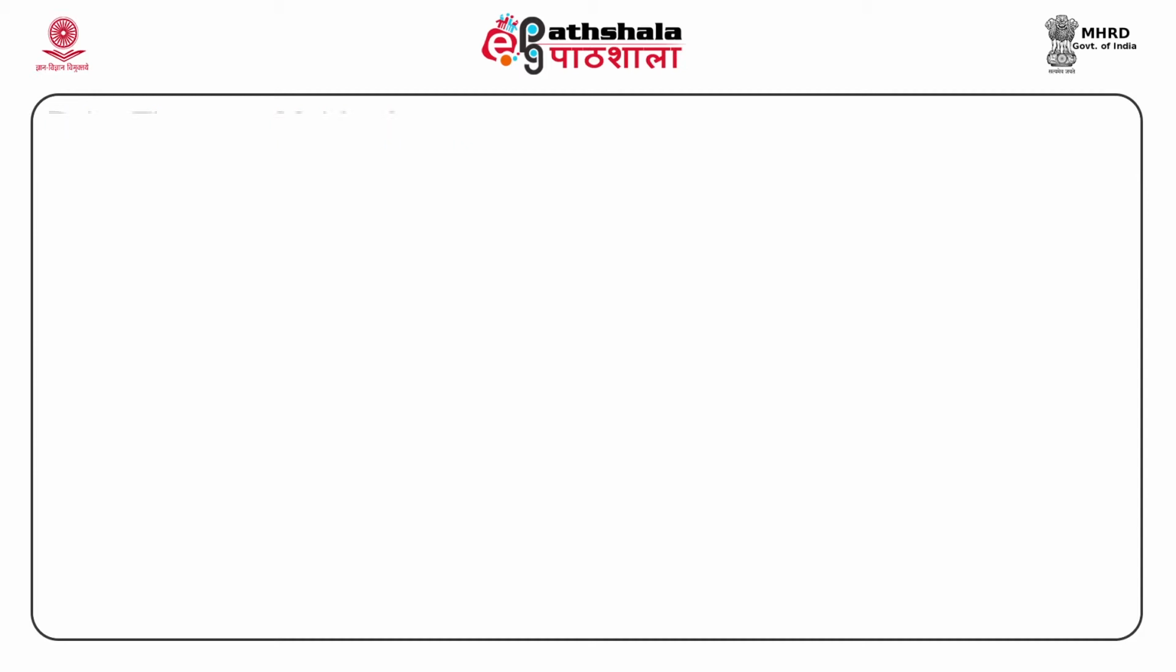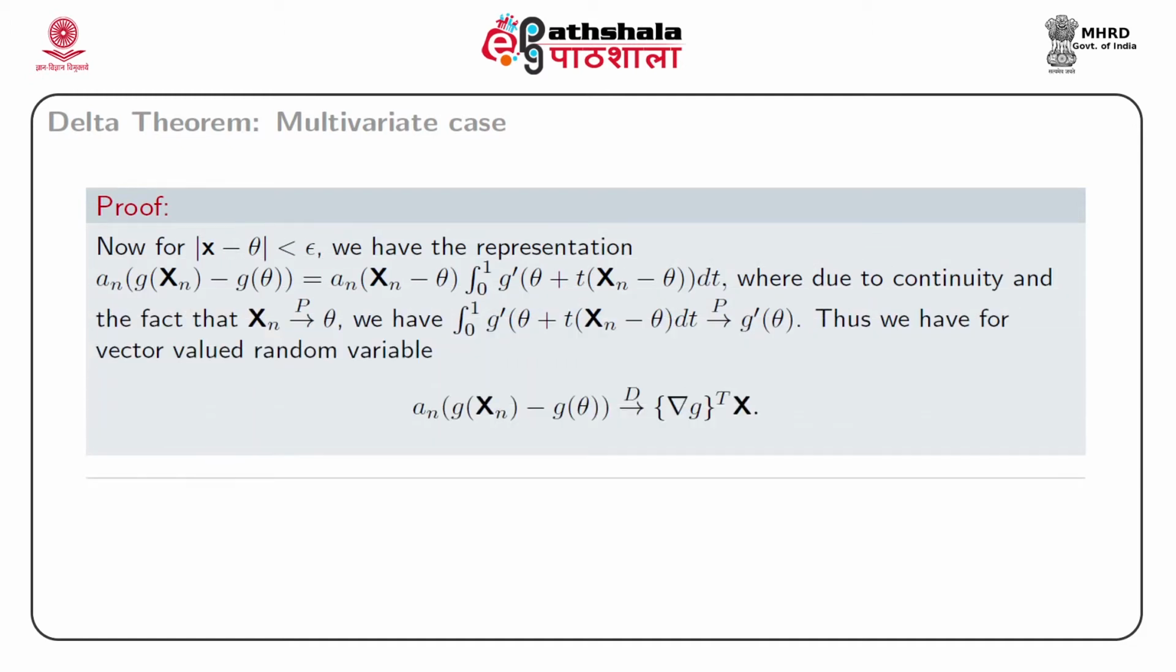Now for the absolute value of x minus theta less than epsilon, we have the representation that a_n multiplied by (g(X_n) minus g(theta)) equals a_n multiplied by (X_n minus theta) multiplied by the integral from 0 to 1 of g dash with argument theta plus t times (X_n minus theta) dt, where due to continuity and the fact that X_n converges in probability to theta, we have the integral from 0 to 1 of g dash of theta plus t multiplied by (X_n minus theta) dt converges in probability to g dash theta.